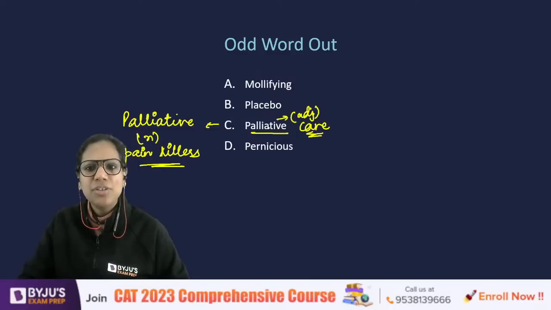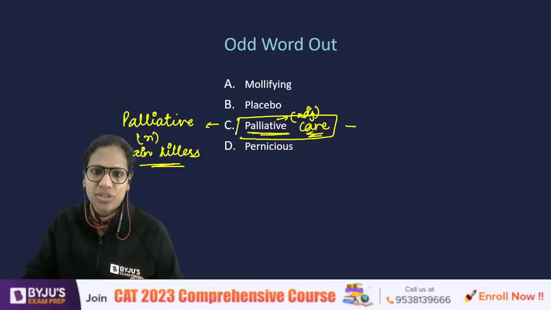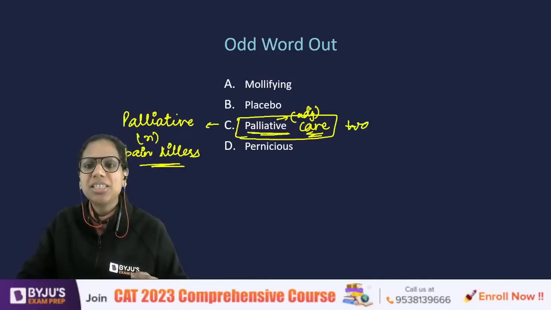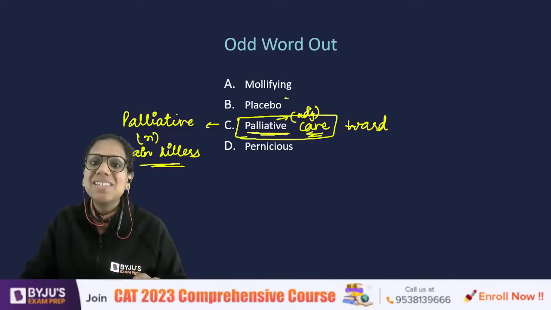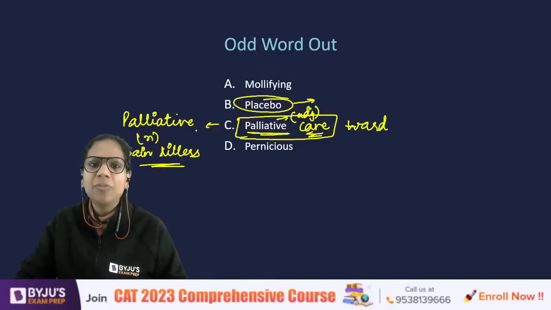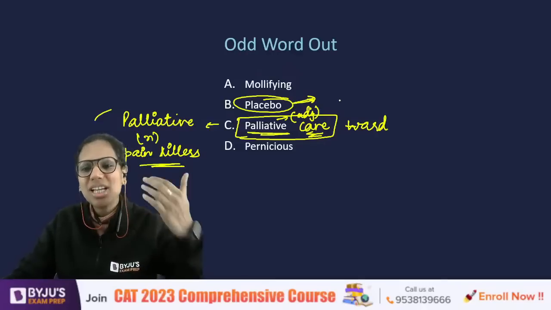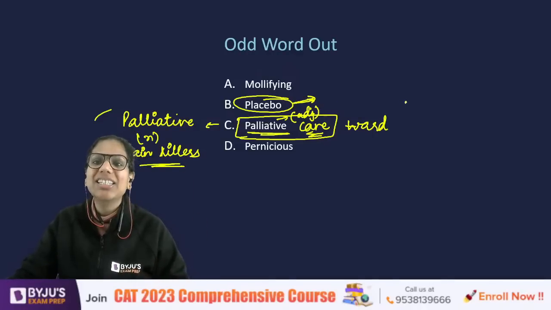Then, as an adjective, it means something that is meant to ease your pain. So, people who are suffering from terminal diseases, right? For them, there are wards called palliative care wards, right? Because their diseases can't be treated, the focus is on easing their pain. Placebo. What does a placebo do? It gives you the impression that you are getting better, right? In a way, just like this, it soothes you by leading you to think that you're getting better. So, in that sense, it is related.